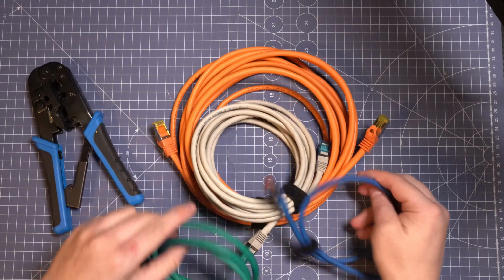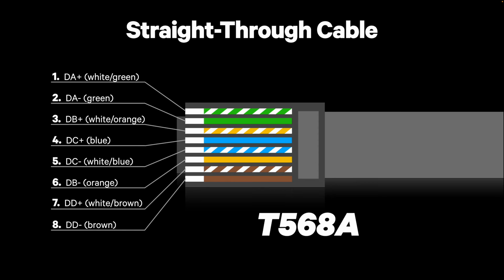To know exactly which of the color-coded wires has to be in which place on an RJ45 connector, there are two types of standards defined for a straight-through twisted pair Ethernet cable. The first standard is the T568A standard, so this defines that the first wire should be the white-green one, the second the green, the third the white-orange, then the blue, the white-blue, orange, and so on.